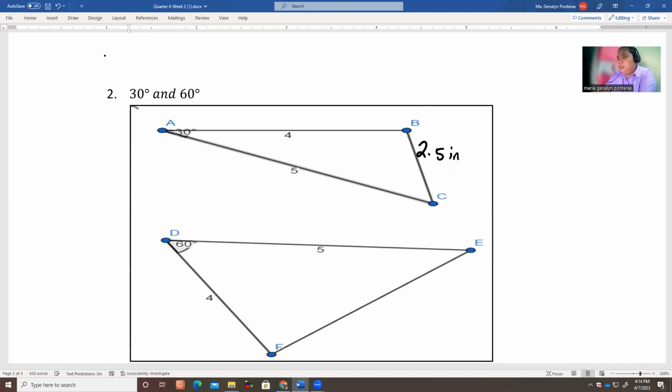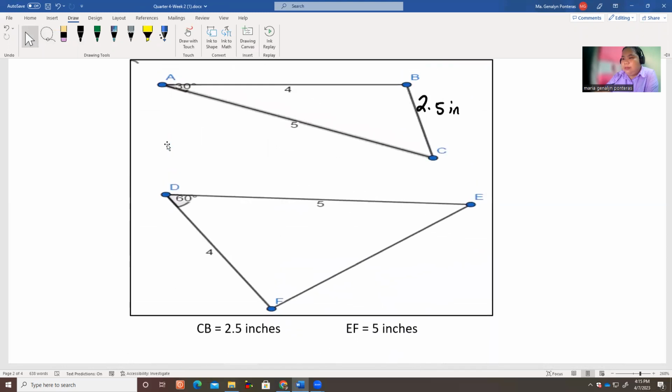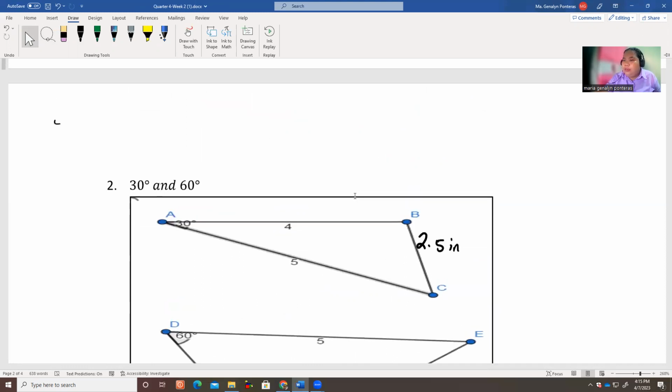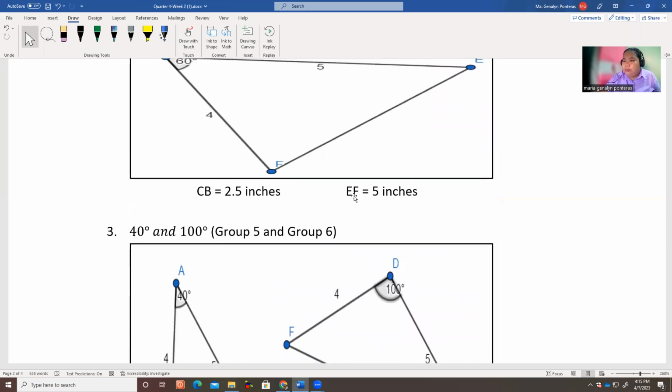CD is 2.5 inches, while AB is 4. FE. If you notice, it became larger because our included angle also became larger. EF is 5. EF is also 5 inches. So this triangle inequality shows the Hinge Theorem.